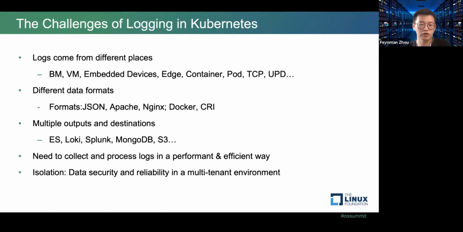In some typical scenarios, we want to ship the logs from point A to point B, so we might face the challenge of different outputs and destinations. So typically, we have multiple output plugins in Fluent Bit Operator: Elasticsearch, Loki, Splunk, MongoDB, and S3.